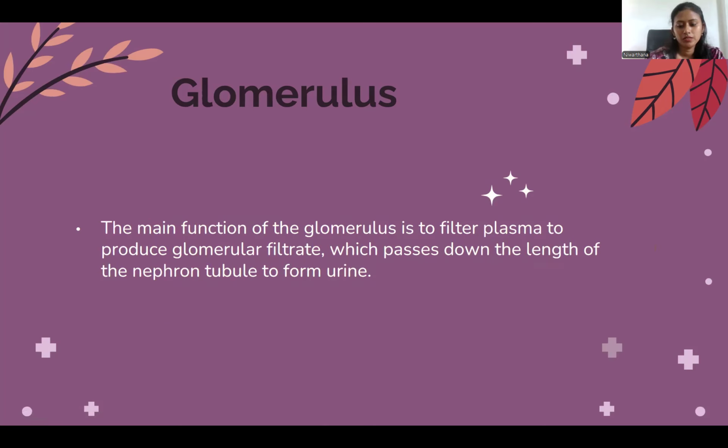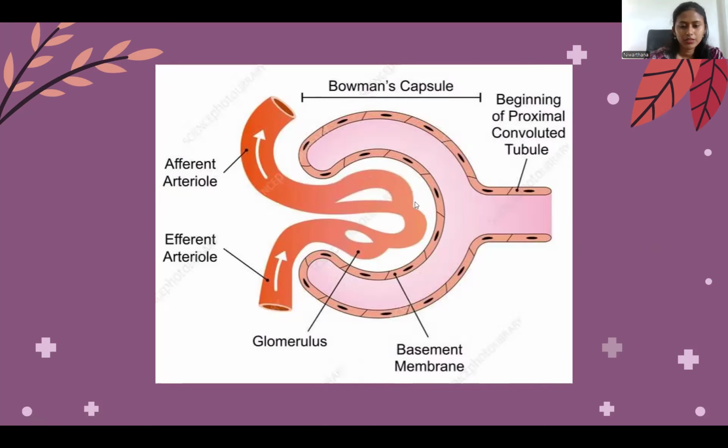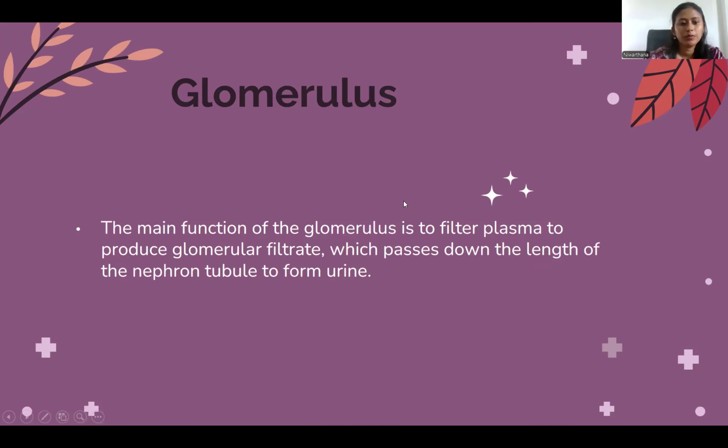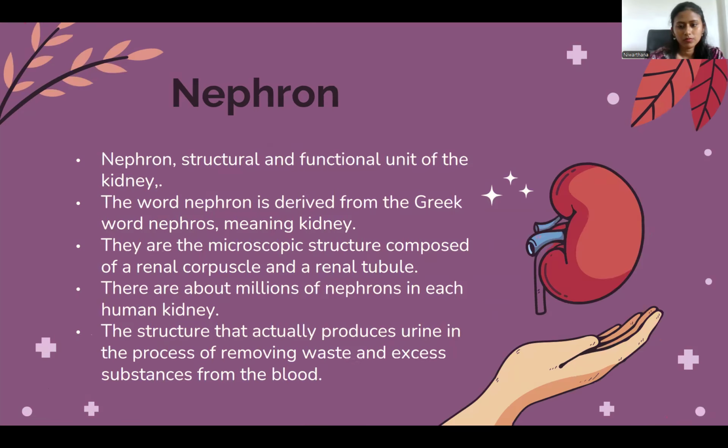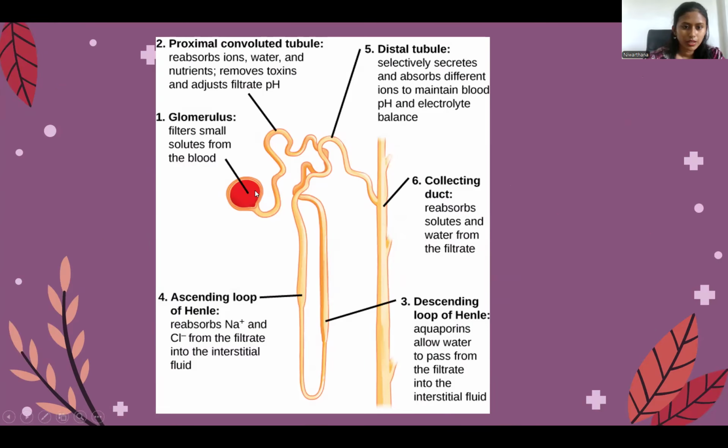The main function of the glomerulus is to filter plasma to produce glomerular filtrate, which passes down the length of the nephron tubule to form urine. So the glomerular filtrate is produced here, it gets passed down these tubules, and at the end the urine is produced.